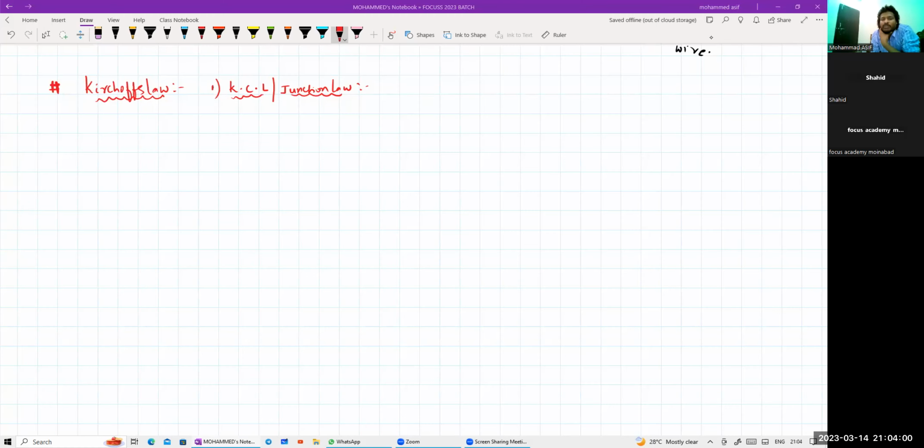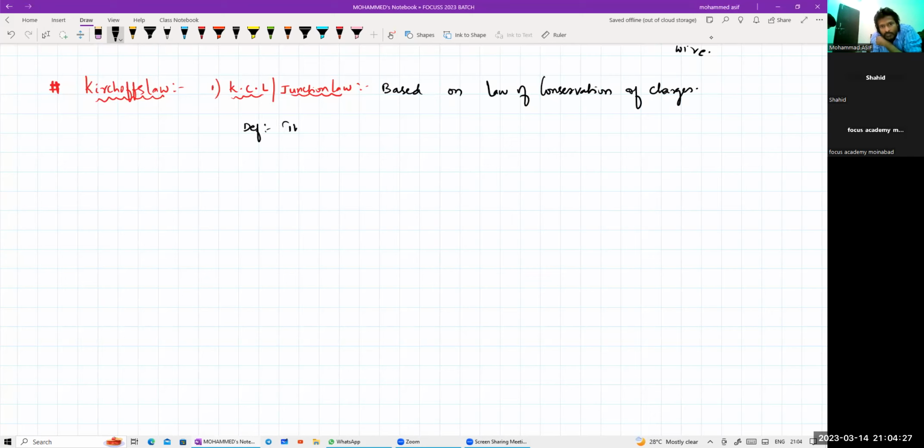So what is the Kirchhoff law, beta? The first law is called Kirchhoff's current law, or also the junction law. It is based on the law of conservation of charges. It depends on the law of conservation of charges. ठीक है? So इसका definition देखो क्या है?